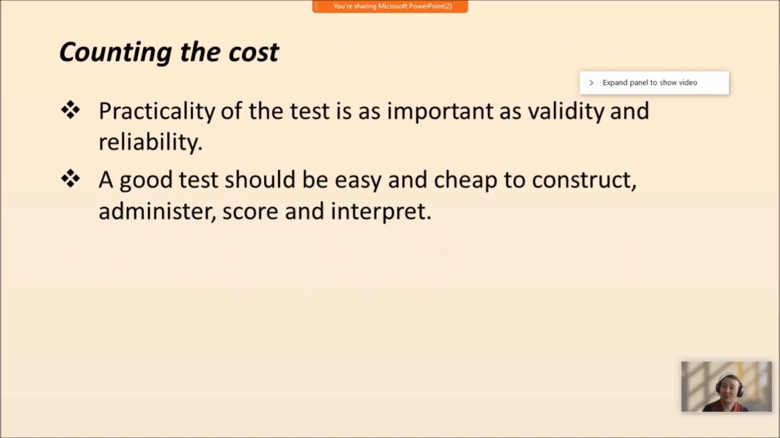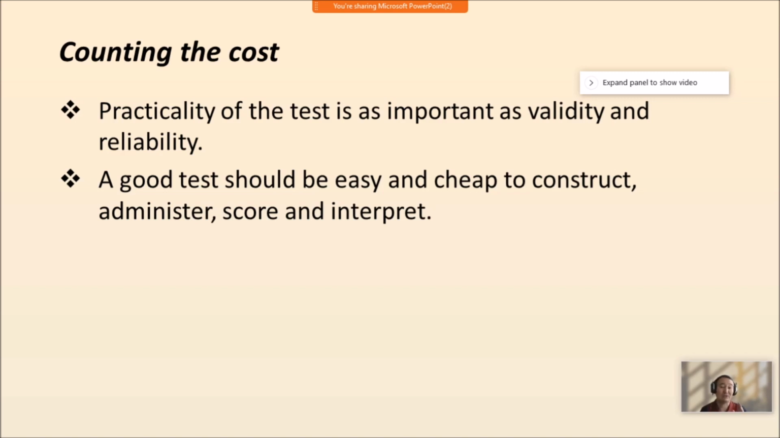Counting the costs. Well, of course, every test should be practical. From Dr. Tuzi's presentation, if you remember, every test should be practical, and it shouldn't be very expensive. You cannot practice IELTS in every progress test, or even in a midterm exam maybe, or final, because it might be very difficult to construct. It might be quite expensive to conduct, in terms of time and energy. So you should balance between practicality, authenticity, and usefulness.